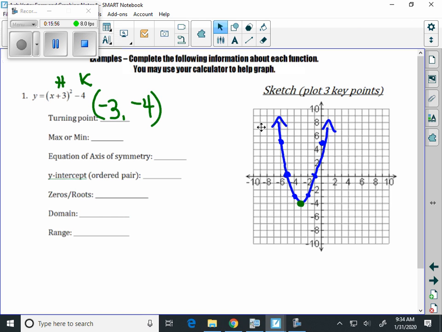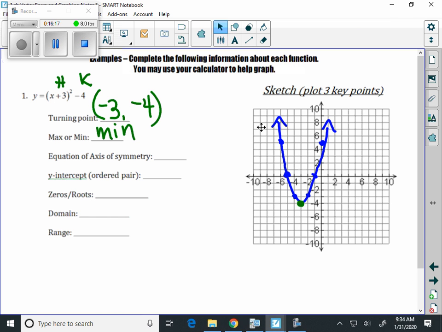Well, the next part that we see on this is, is that green point a maximum or a minimum value? And we can see that it's the lowest value on here. So we're going to say it's a minimum value. Do we have a high point? Do we have a low point? That's going to be important here in a minute when we talk about domain and range.